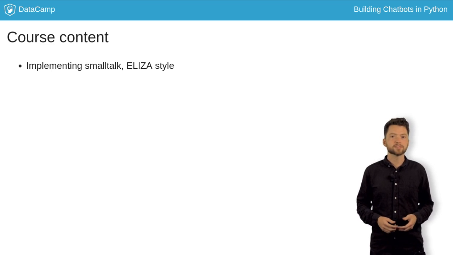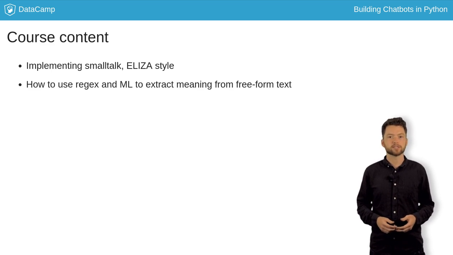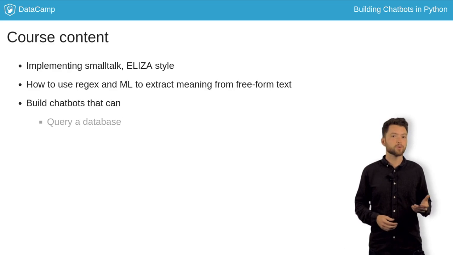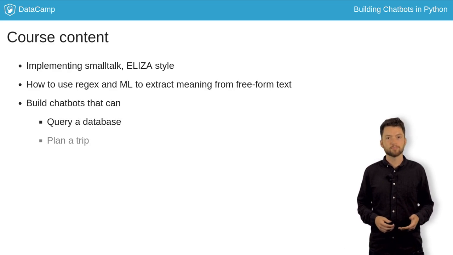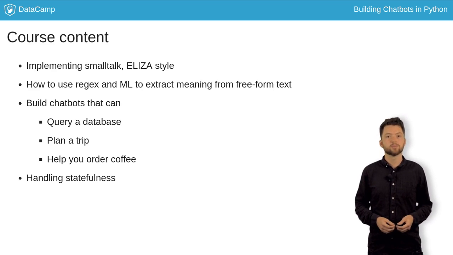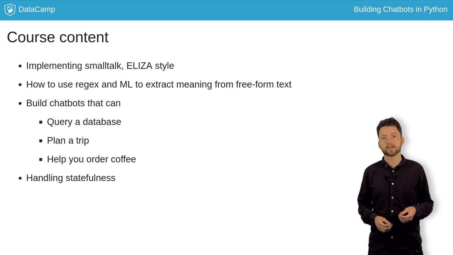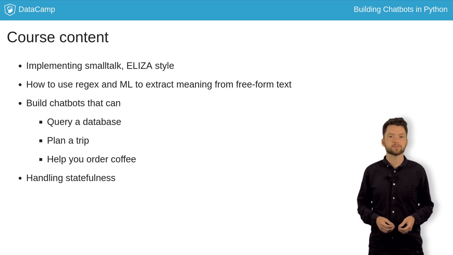In the following chapters, you will learn how to use regular expressions, as well as machine learning, to extract meaning from free-form text. You will build chatbots that can query a database, plan a trip, and help you order coffee. You'll see that often the tricky part of building more complicated bots is to keep track of the state of a conversation. You'll first learn techniques for avoiding this statefulness, which is usually the easiest solution. Later, you'll learn how to handle state in the cases where you really have to.